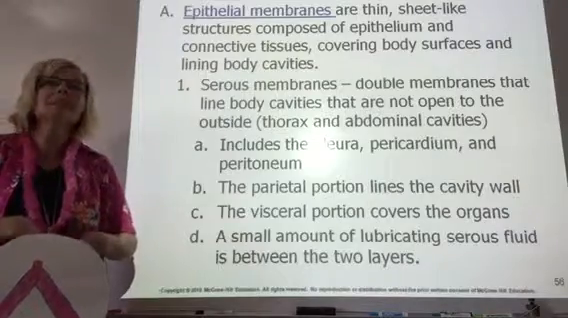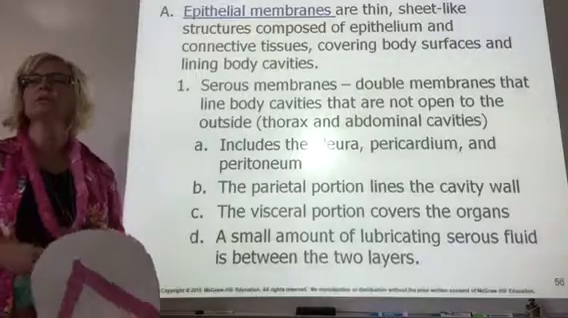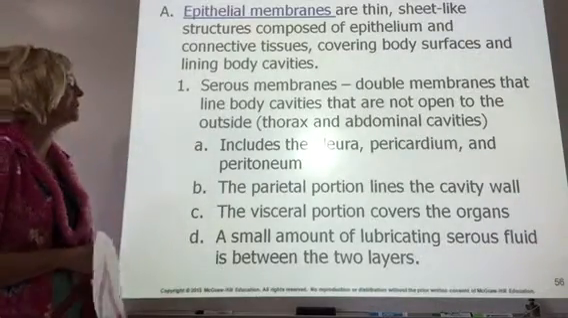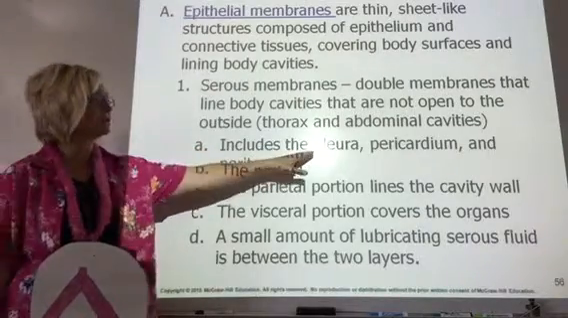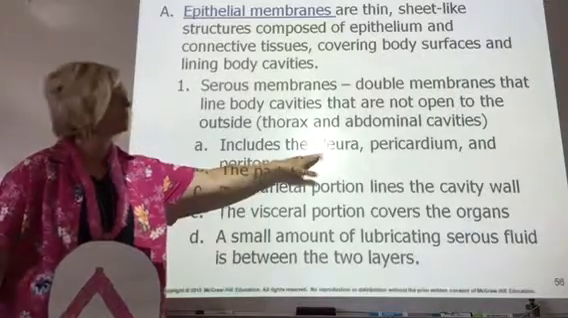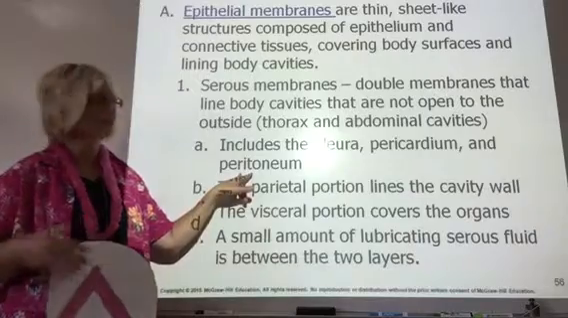My stomach does not open to the outside. It's going to be connected to my esophagus. It's going to be connected to my small intestine. So some examples of these membranes would include the pleura, which is your lungs, pericardium, heart, peritoneum, abdominal area again.